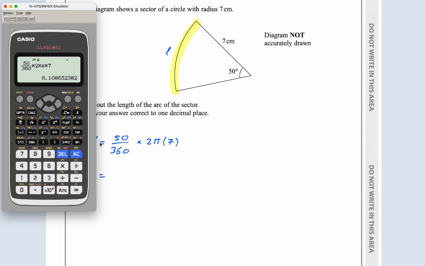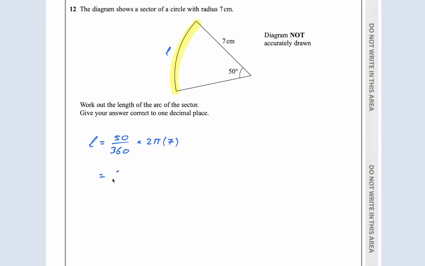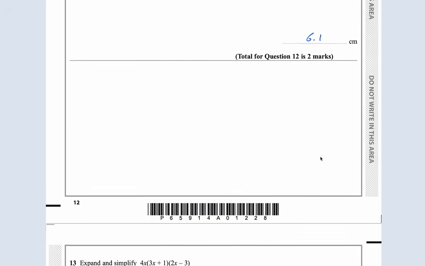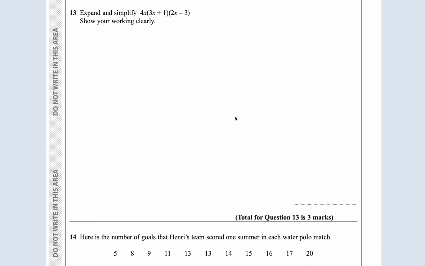So I'll do 6.109, and then 6.1 to one decimal place, and I'll put that here, 6.1. Okay, expand this, show your working clearly.